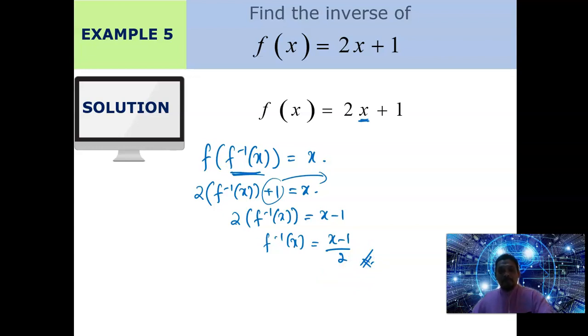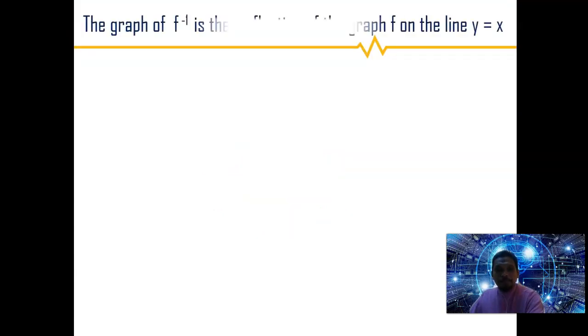Okay, and then the graph of f inverse is the reflection of the graph of f on the line y equal to x.